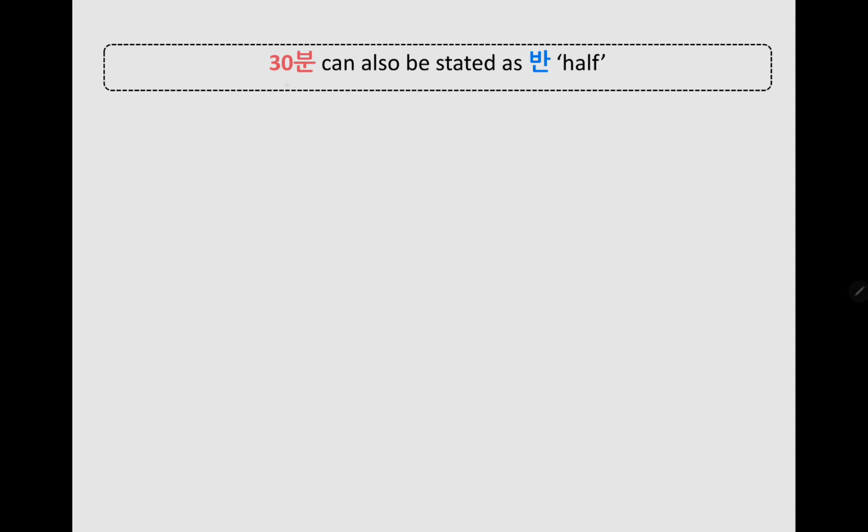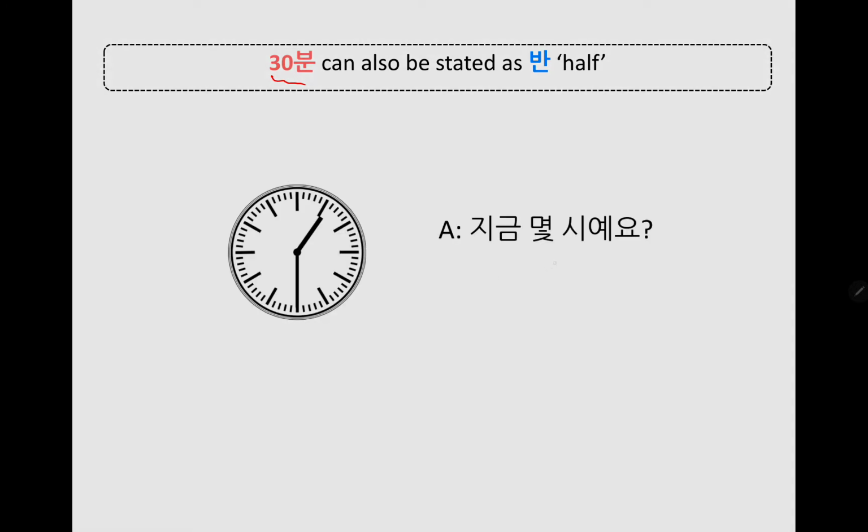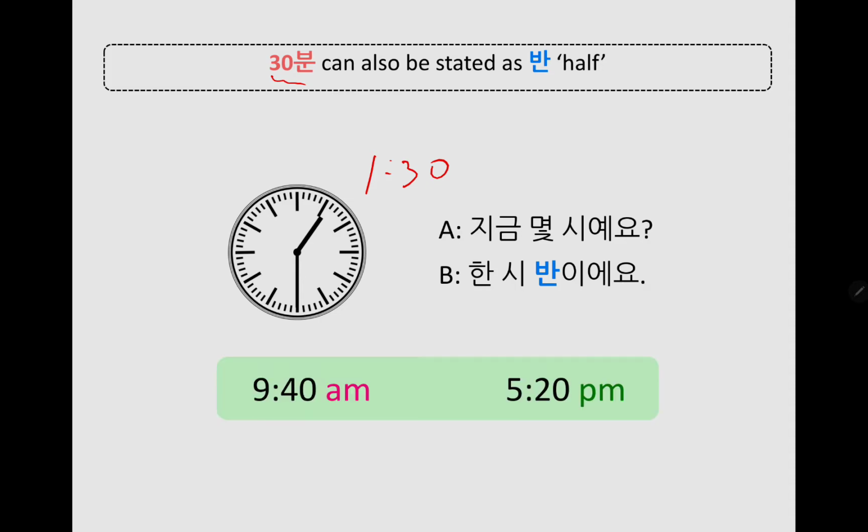Okay. And 30분 can also be stated as 반. So let's look at it. 지금 몇 시예요? This is 1:30, right? We can answer as 1시 반이에요. Instead of saying 1시 30분이에요, you can also say 1시 반이에요.